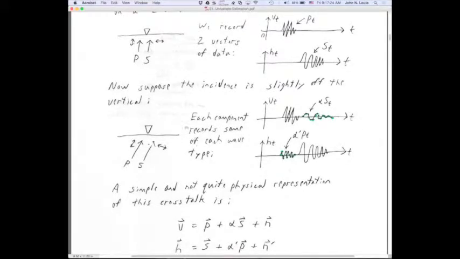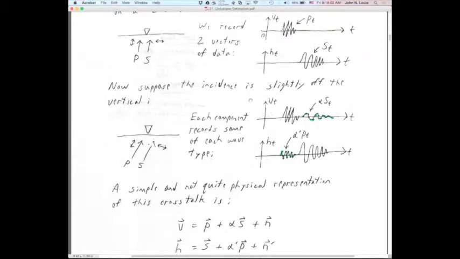Now, suppose that instead of being vertical, the incidence is slightly off vertical. Maybe just, I think this looks like 15 degrees here. Now that means that the particle motions are rotated as well. The P wave's particle motion, when it hits the receiver, is no longer straight up and down. It's 15 degrees off vertical. And the S wave's particle motion is no longer horizontal, but 15 degrees off horizontal. Each component records some of each wave type.